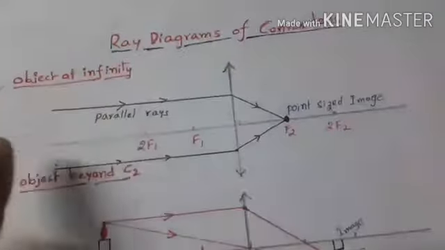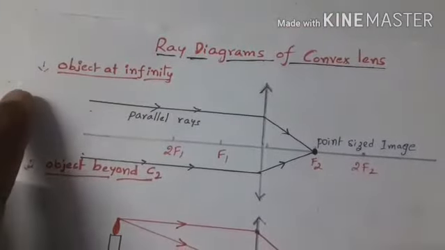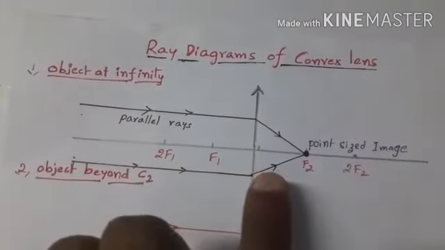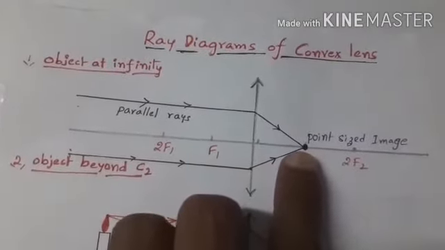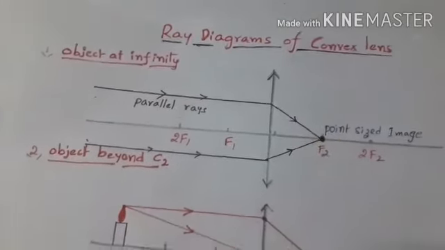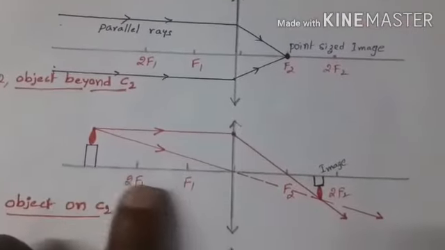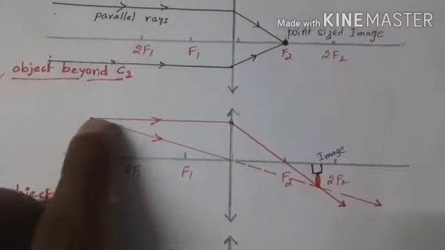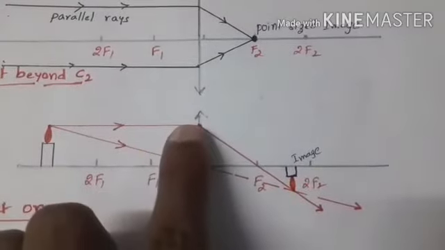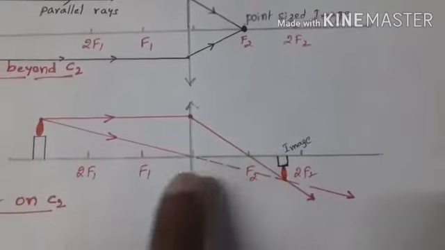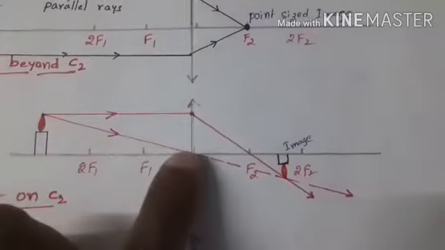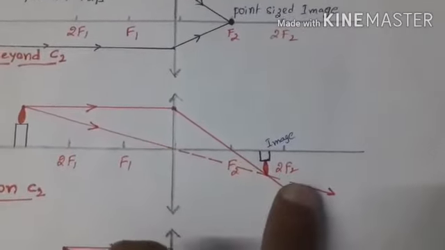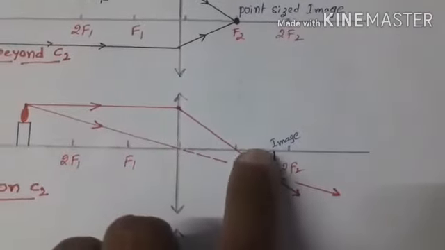See, object at infinite distance. So parallel rays come from the object, converge at the focus and form a point-sized image. Object beyond C2. So here C2 is nothing but double the focus. So a parallel ray comes from the object and converges at the focus, and the ray passing through the pole is undeviated. These both rays intersect here and the image forms here.